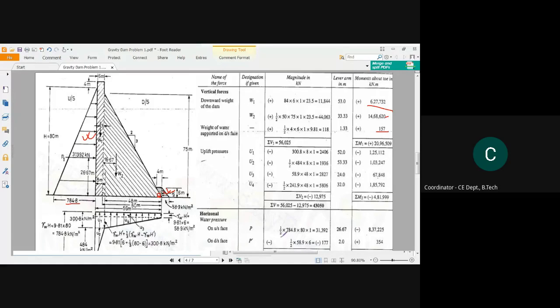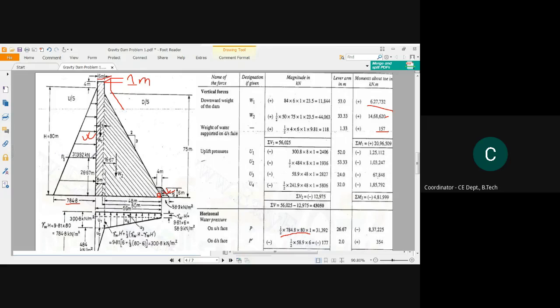See here, half into base into height into 1 meter. So we will be calculating per meter length. If we consider 1 meter length, that volume into the unit weight of water will provide me the force, which is 31392. If you are able to calculate it, then you will get this value.